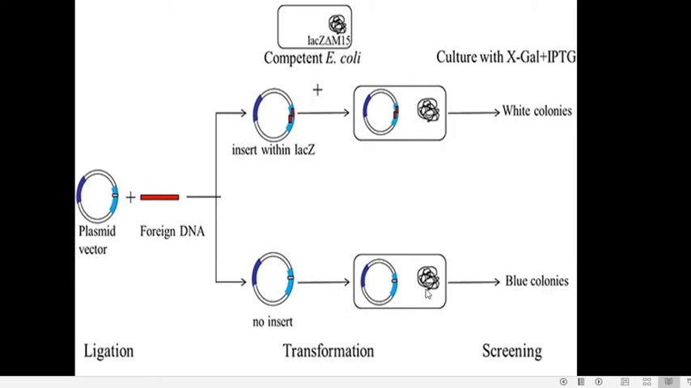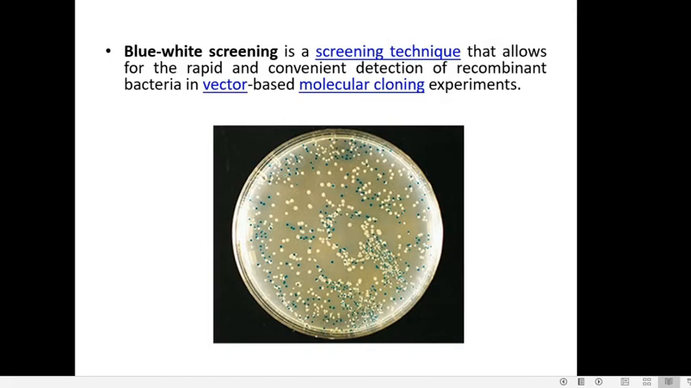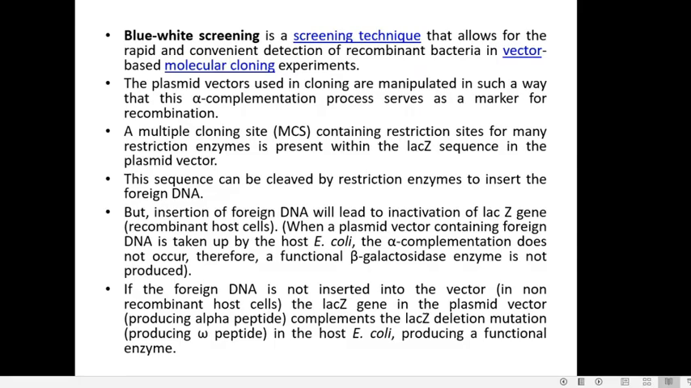Now the question is how we are going to monitor whether it has a functional beta galactosidase enzyme or not. That technique is called blue-white screening. This is a technique that allows rapid and convenient detection of recombinant bacteria in vector-based molecular cloning experiments. I already told you the insertion of foreign DNA will lead to the inactivation of the LacZ' gene in the plasmid. This is called insertional inactivation.